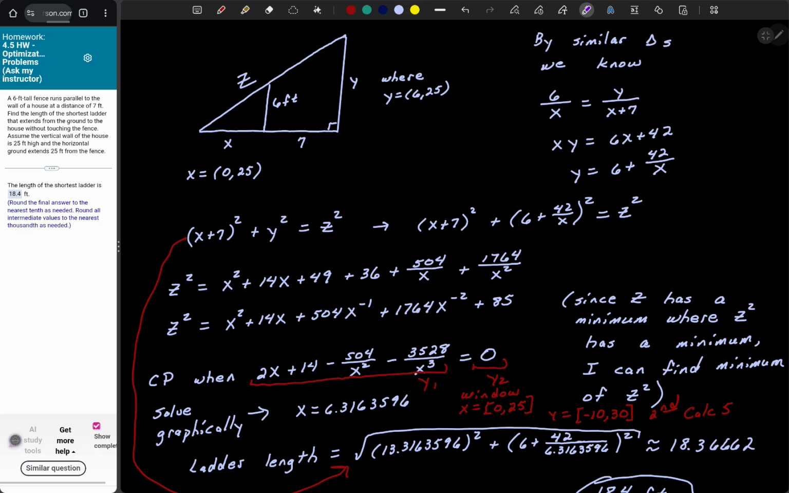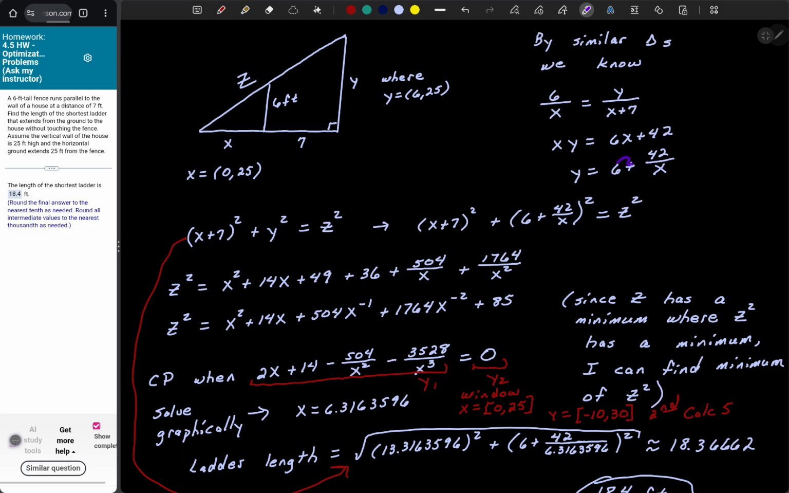Now, I needed an equation for y in terms of x. So we can cross multiply. 6 times (x + 7) gives me 6x plus 6 times 7, which is 42, and I get x times y on the other side. Now, solve for y by dividing both sides by x. When I divide, 6x divided by x is 6, and then 42 over x I just leave as 42 over x.